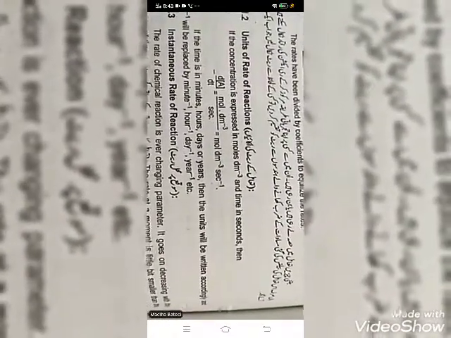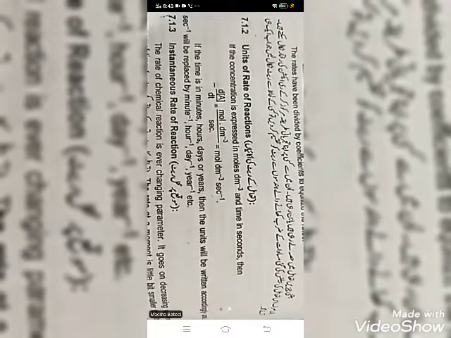Now the next question is, what are the units of rate of reaction? If the concentration is expressed in mole per decimeter cube and time in seconds, then mole per decimeter cube per second will be its unit. If time is in minutes or days or years, the units will be written according to the time.